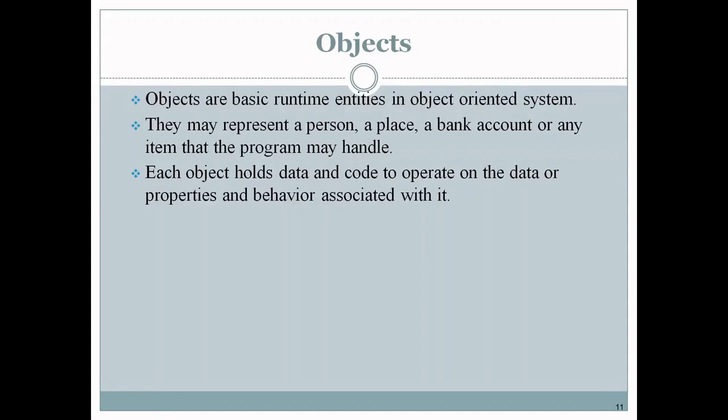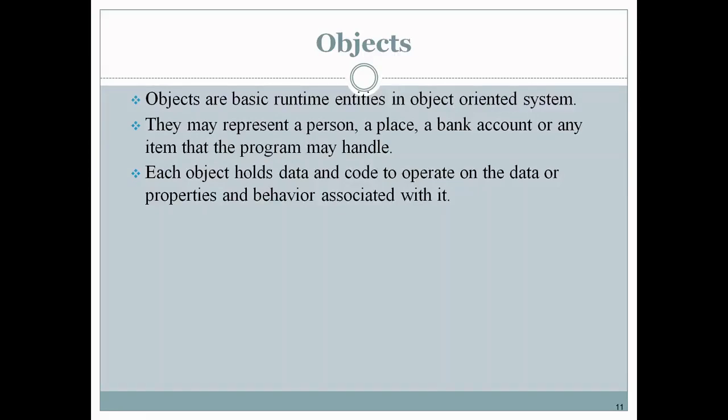Same way, if I say an object is a pen, the properties of a pen may be the size again, the color, the company, and the behavior which is associated with this object may be writing. So every object has some properties and behavior associated with it.